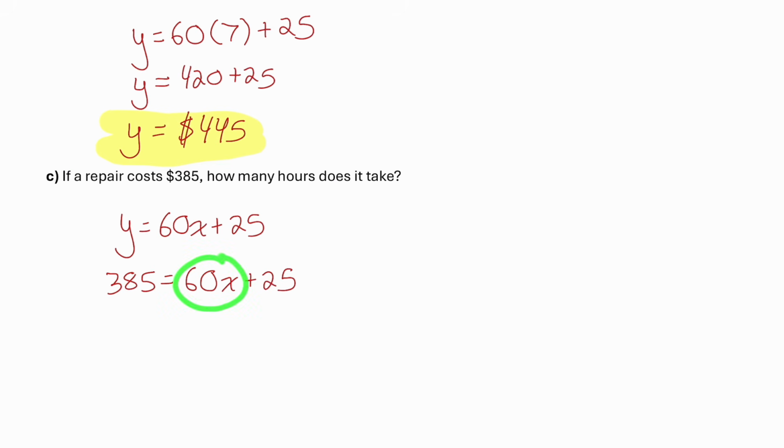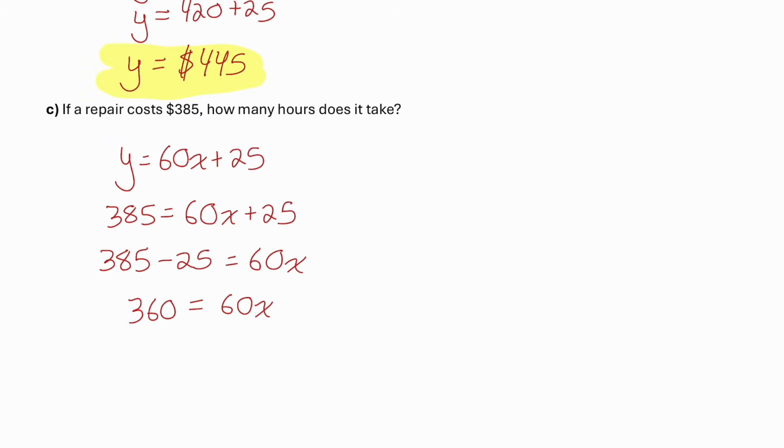I'll isolate the term that involves the x by first subtracting this plus 25 to the other side, giving me 360 equals 60x. And then to isolate the x that is being multiplied by 60, I would divide both sides by 60. On the right, they cancel, giving me x is equal to 360 over 60, which is 6. So it must have taken 6 hours of work for it to cost $385.